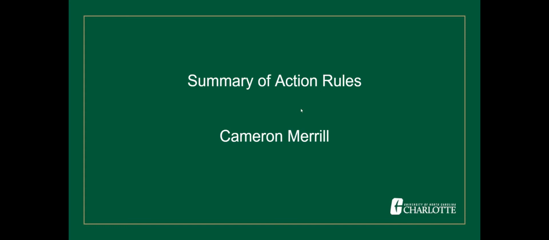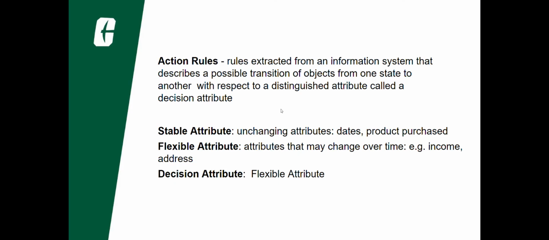This is my presentation on the summary of action rules. So action rules, as discussed in this module, are rules extracted from an information system that describes a possible transition of objects from one state to another with respect to a distinguished attribute called a decision attribute.